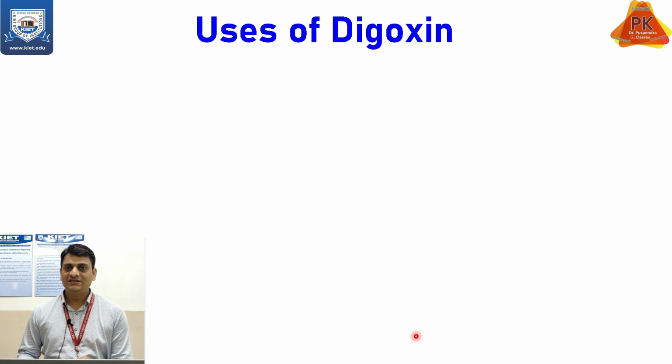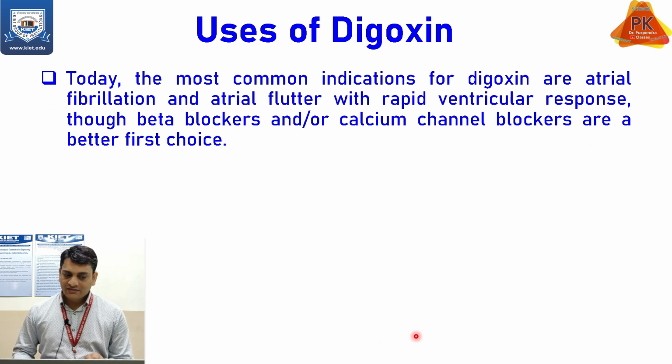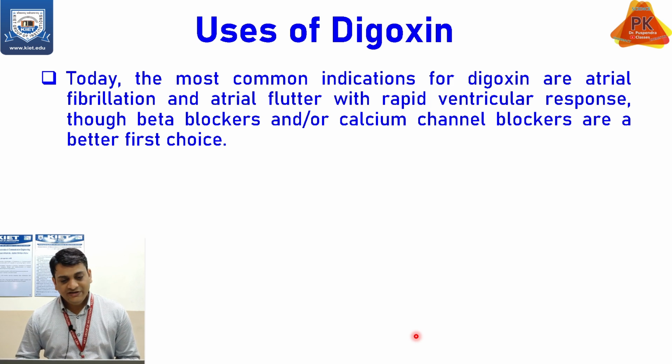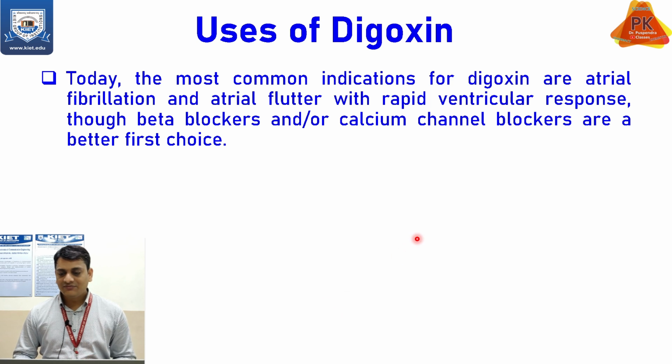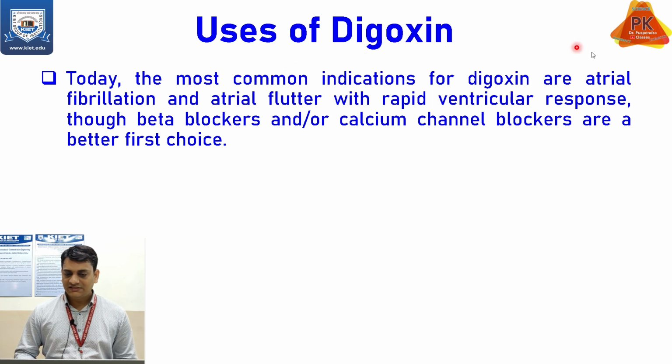Now coming to the uses of digoxin. So today the most common indications for digoxin are atrial fibrillation and atrial flutter with rapid ventricular response, though beta blockers and/or calcium channel blockers are a better first choice. So digoxin is used in atrial fibrillation and atrial flutter.